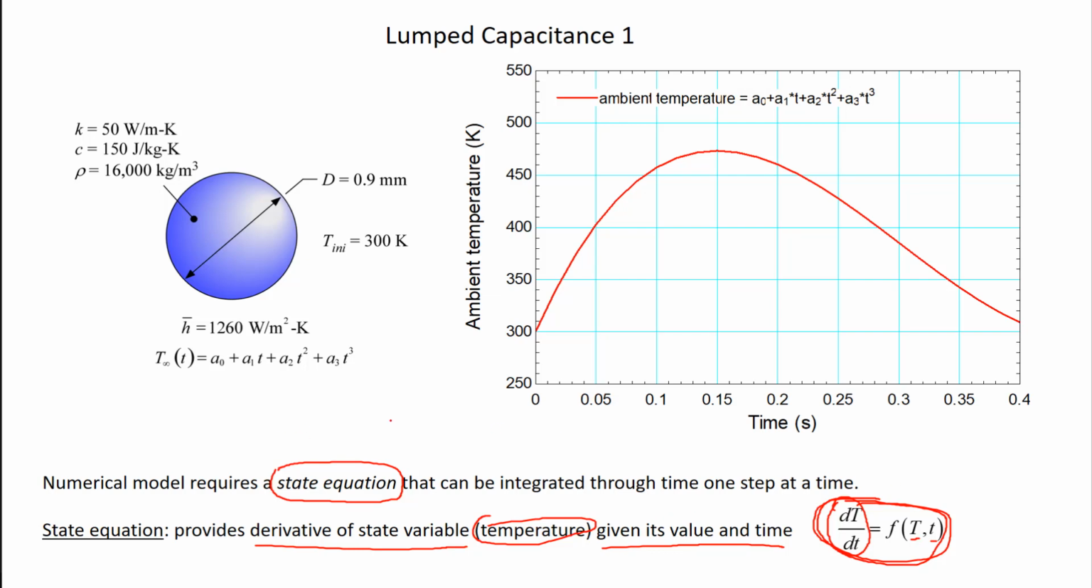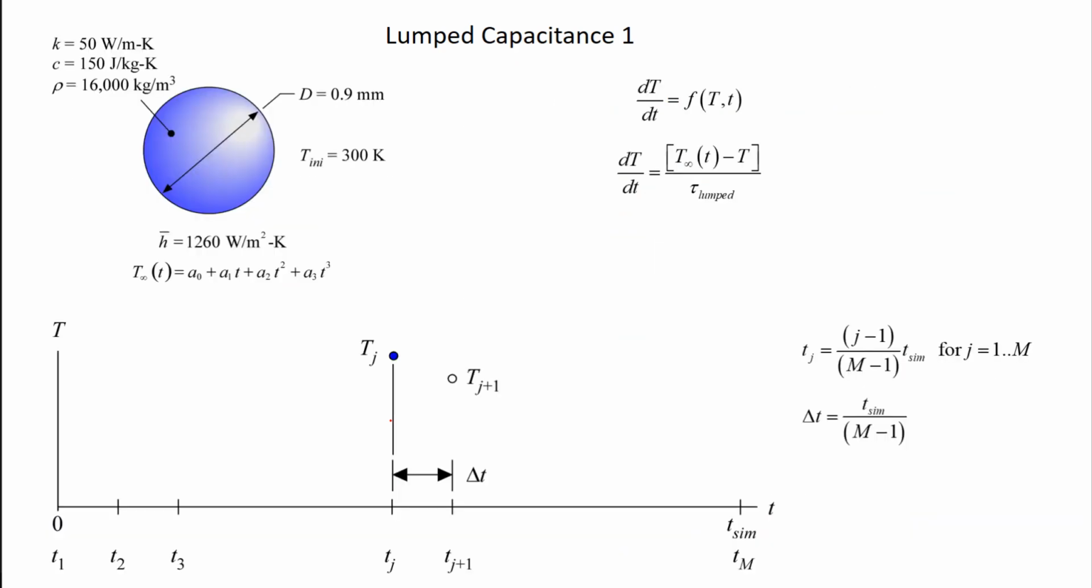Okay, for this problem, our state equation is pretty simple, right? We have this equation right here, which we had derived previously. This was our governing equation. It basically says that dT/dt is driven by convection, right? So if I give you temperature and I give you time, you can then tell me dT/dt, right? So this is what we have to use as the engine for our numerical model.